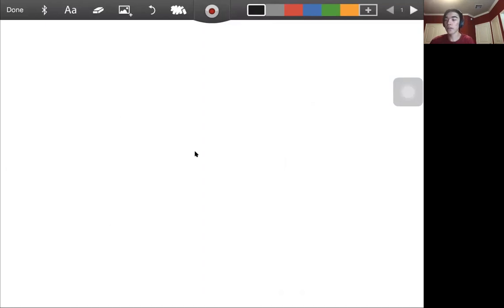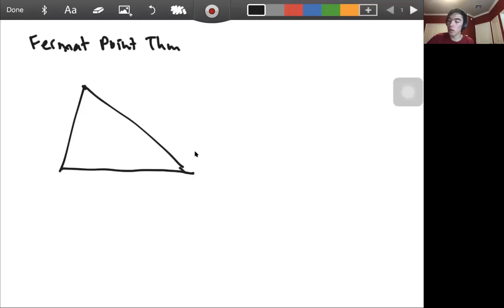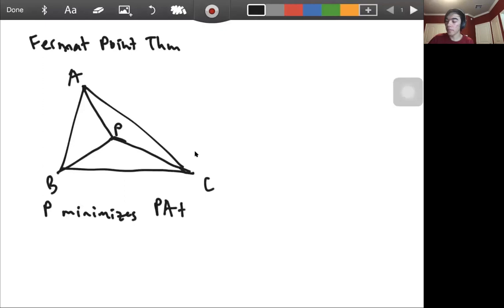So there's a theorem in math called the Fermat point theorem, which is if you have a triangle A, B, and C, and you take a point P, if P minimizes PA plus PB plus PC, then P is called the Fermat point.